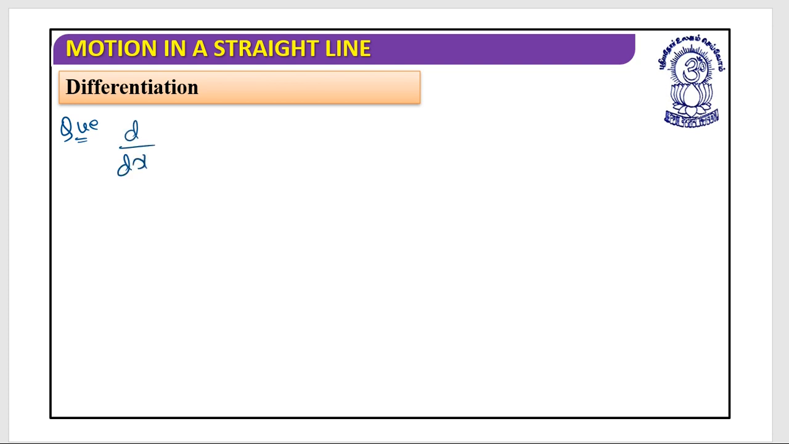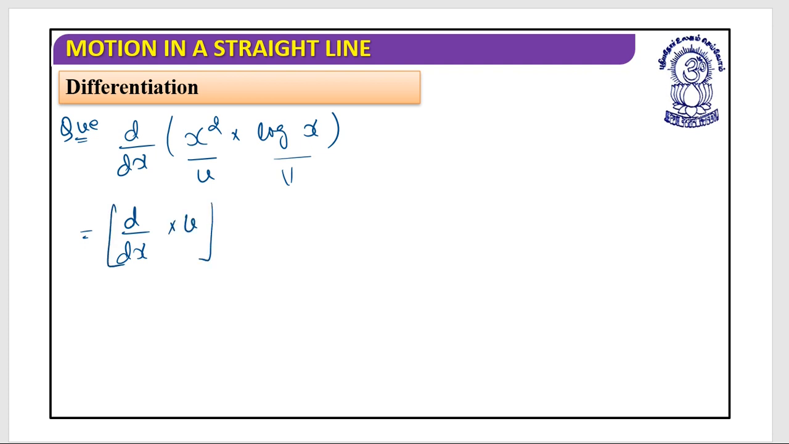They have given this d by dx of x square into log x. So what you need to do is, let's say this is u, and this is v. So if I write like this, then I can write d by dx of u multiplied by v as d by dx of u into v, plus u as it is, and you need to differentiate v, that is u into dv by dx.